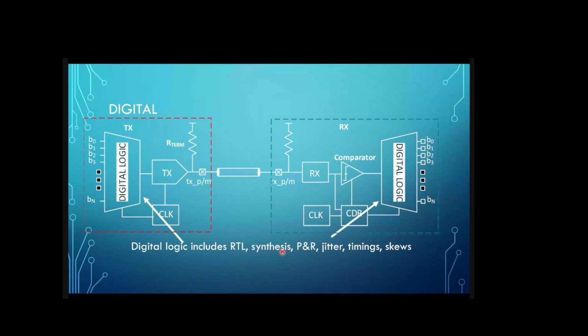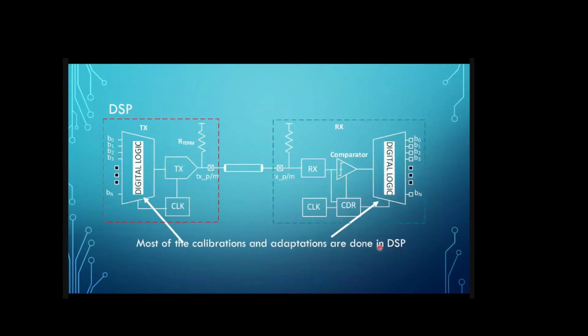AI processors are doing everything digital, and that digital logic includes using an RTL, using Verilog, VHDL, using synthesis, place and route, timing, jitter, skews. They're all part of digital communication, and you usually want to learn these kinds of digital circuit courses to really familiarize yourself as well.